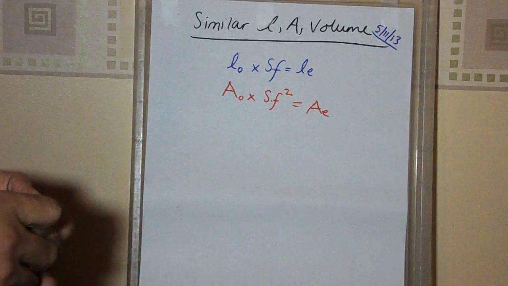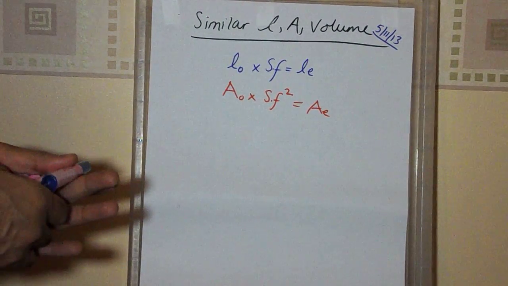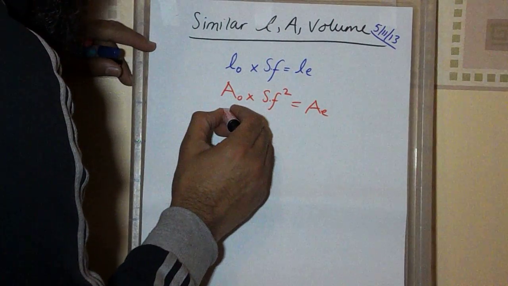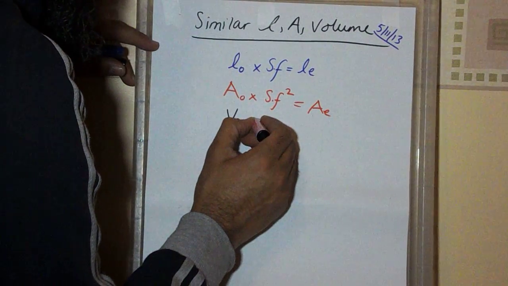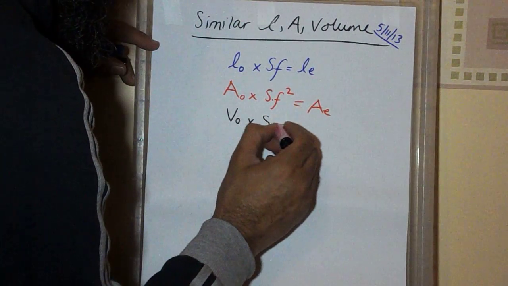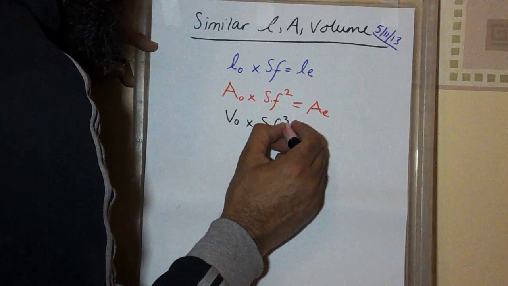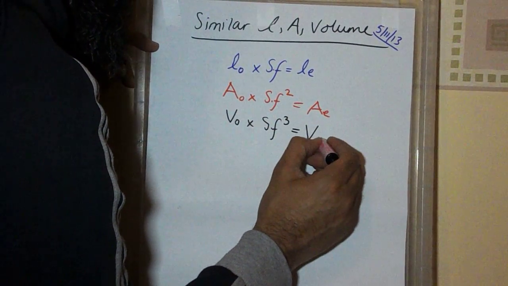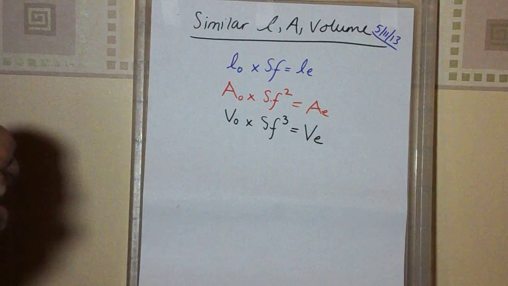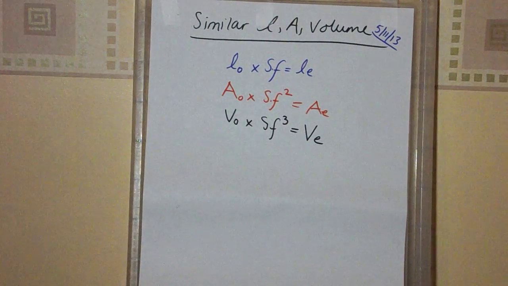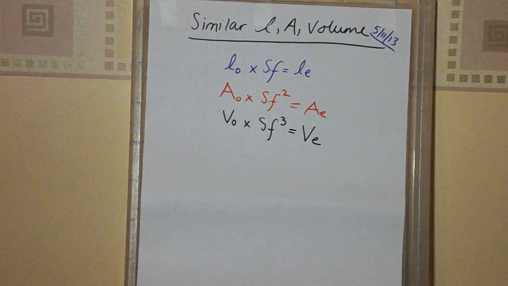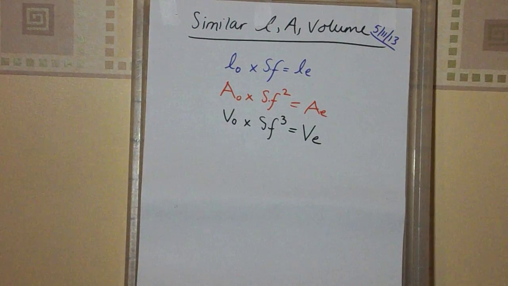Now last but not least, if we start looking at volume, we have volume of our original shape. We multiply that by the scale factor cubed in order to give us our new enlarged volume. So we're going to be using these formulas today to do the questions.